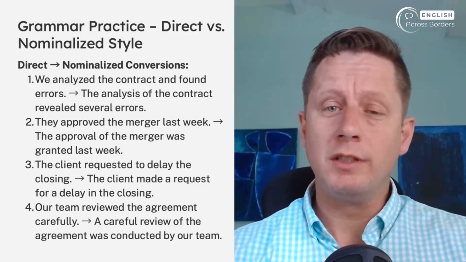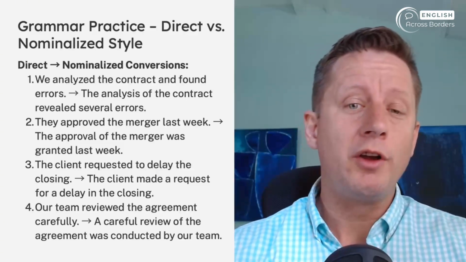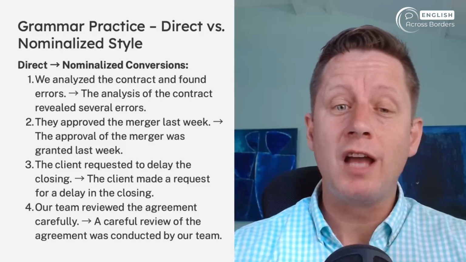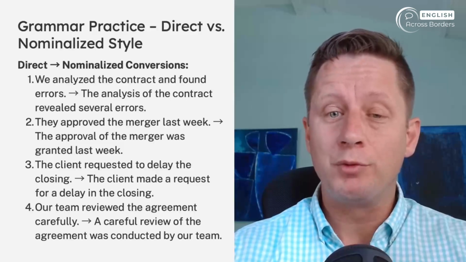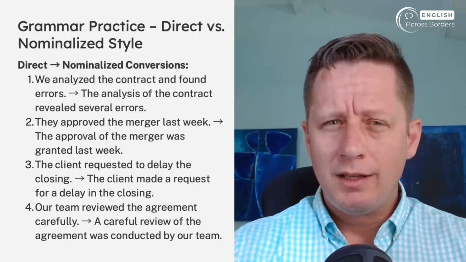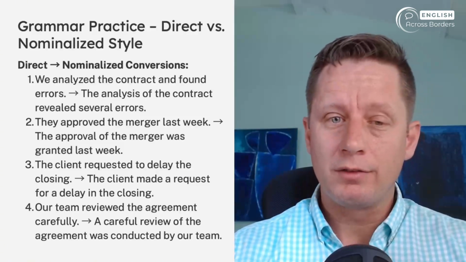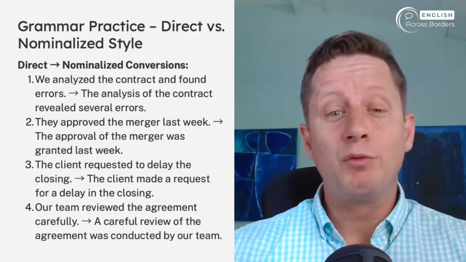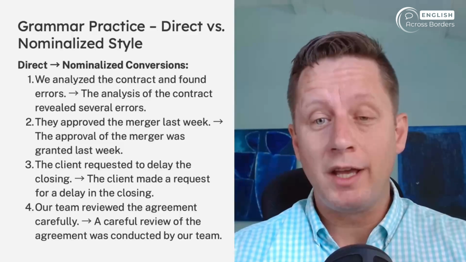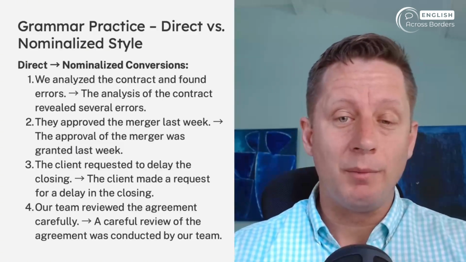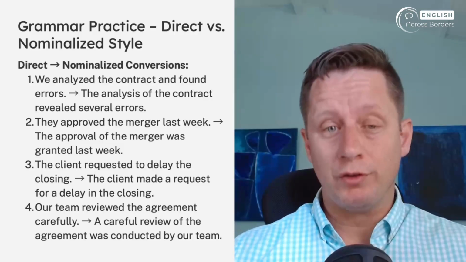In international legal teams, tone and clarity matter as much as accuracy. Lawyers often rewrite simple sentences into nominalized forms to sound more formal and impersonal, perfect for memos, reports, and client summaries. Let's analyze the first example. "We analyzed the contract and found errors." That's fine in conversation, but in writing, we say, "The analysis of the contract revealed several errors." The verb analyzed becomes the noun analysis, shifting the focus from the person to the result.